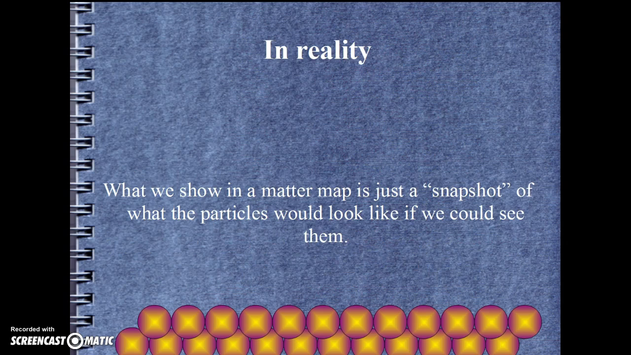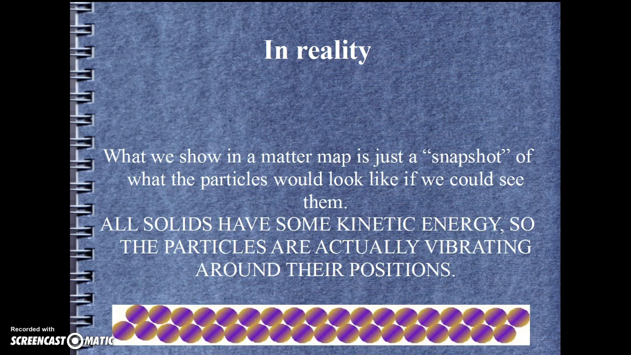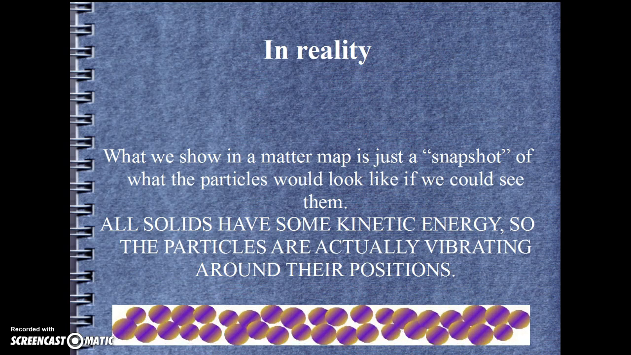In reality, what we're showing in a matter map is a snapshot of what the particles would look like if we could see them and if they were standing completely still. What we show in a matter map, this snapshot, is really a picture of what it would look like at a given instant. All solids, liquids, and gases have some kinetic energy. So the particles are actually vibrating around their positions.